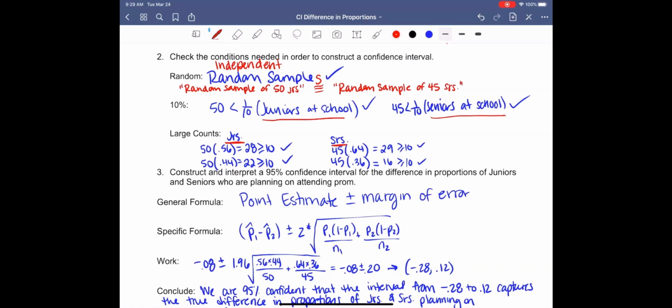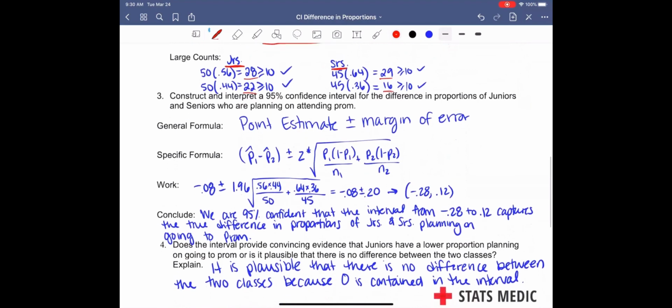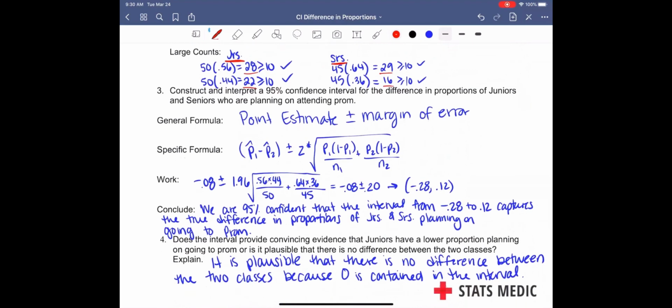I've got n times p hat, so 50 times 0.56 is 28, and then also 50 times 0.44 is 22. Both are greater than or equal to 10. And then I did the same for the seniors and got 29 and 16. Again, all are greater than or equal to 10. So you're actually doing large counts, thinking about you're checking it 4 times, meaning checking the successes and failures for both samples. All right, now we're going to get into actually creating our confidence interval.